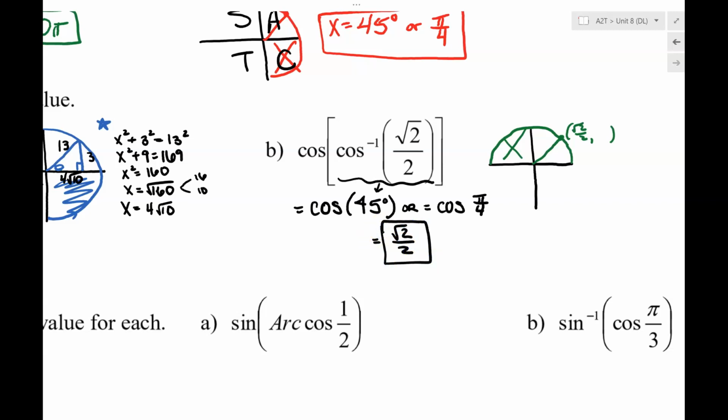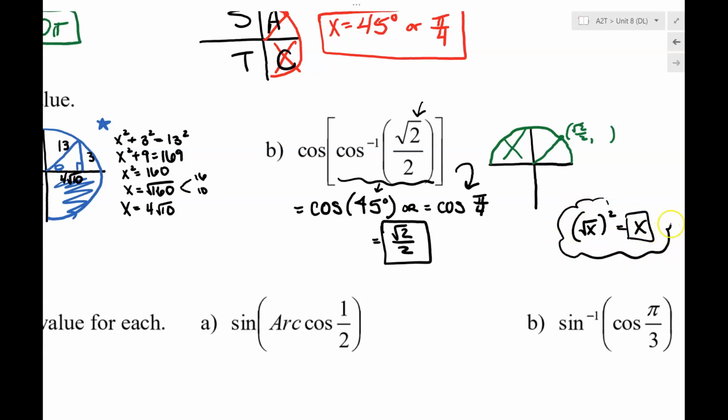Wait, whoa. So we get the same answer we started with? Yes, you did, because if I have cosine of its inverse, more often than not, they will cancel out. Now, it depends on if the side ratio is negative, depending on the restriction, so it's good to always go through that process. But think about if I have the square root of x squared, what happens? Yeah, they undo each other and you're left with what's inside.